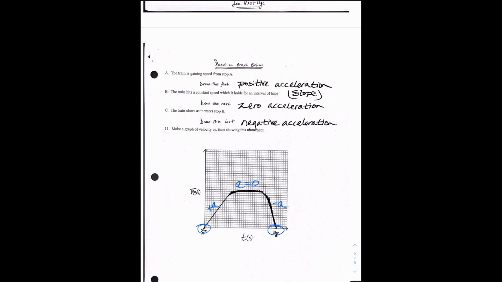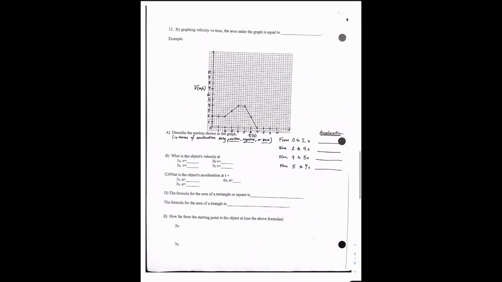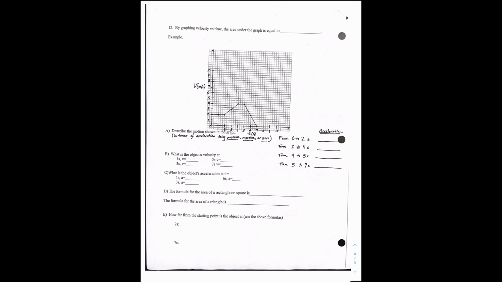All right, and that's about it. So hopefully that makes sense. Not the best looking graph, but hey, I tried. All right, by graphing velocity versus time, the area under the graph is equal to something. Well, let's look at that, right?